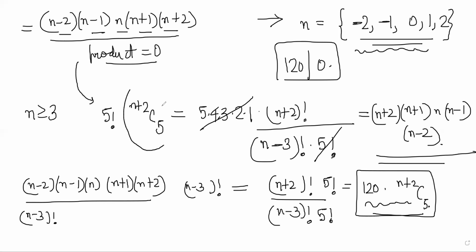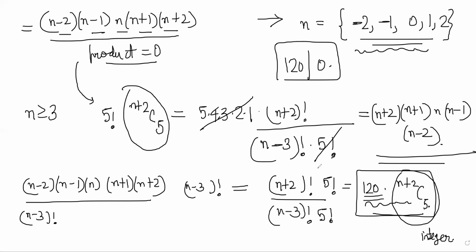Now n plus 2 C5 is actually the number of ways of selecting 5 things out of n plus 2 things. So that number of ways is obviously an integer. So this is equal to 120 into some integer, right? So we have proved that it is divisible by 120 in the other case as well. Correct?